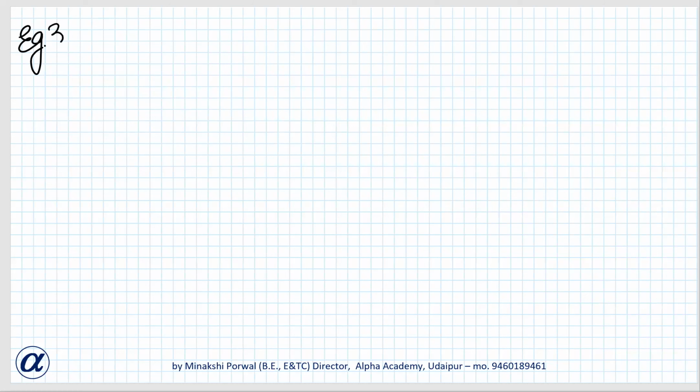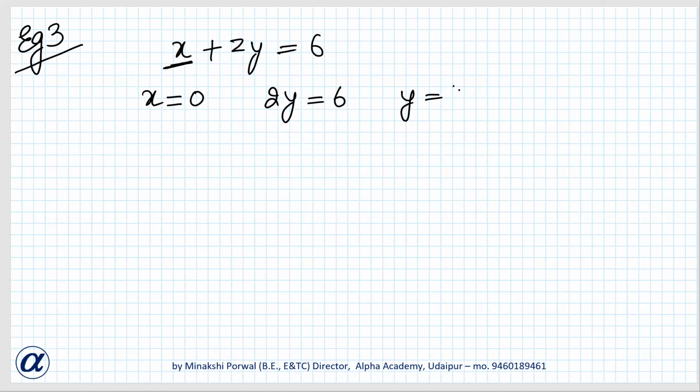So now example 3. Find 4 different solutions of this equation: x plus 2y equals 6. Suppose I put... we have to find 4 different solutions. I put x equals 0. Okay. Now if I put x equals 0 here, what does y come out to be? Ma'am, 3. 2y equals 6, y equals 3. So the first solution is (0, 3).